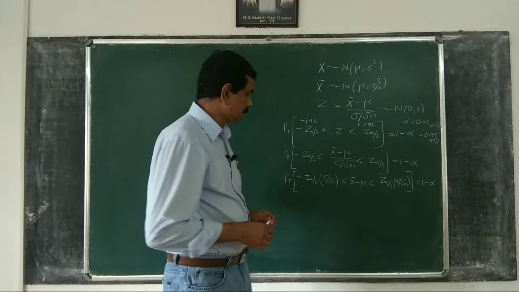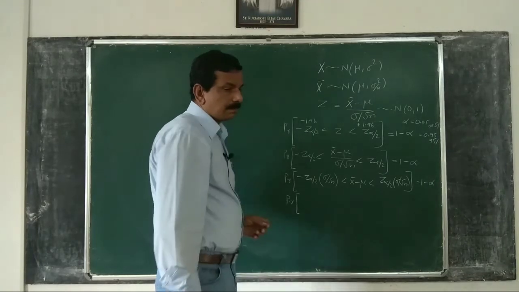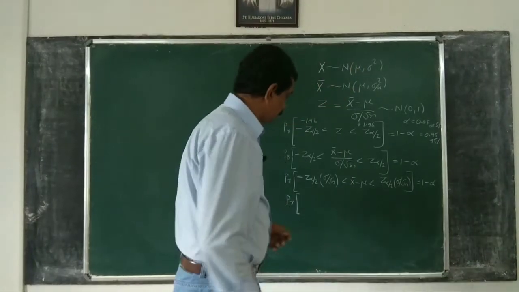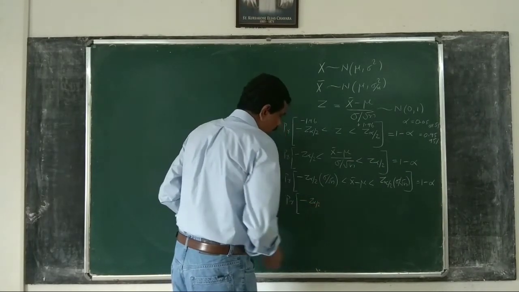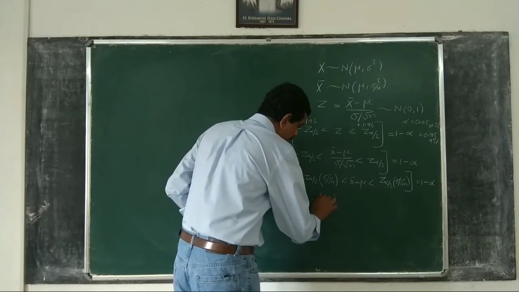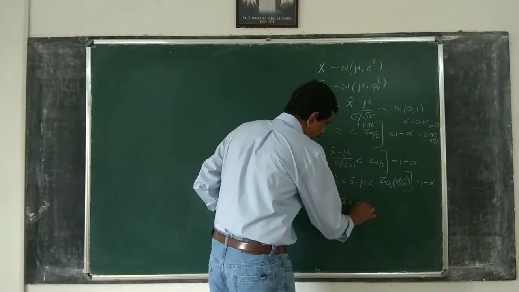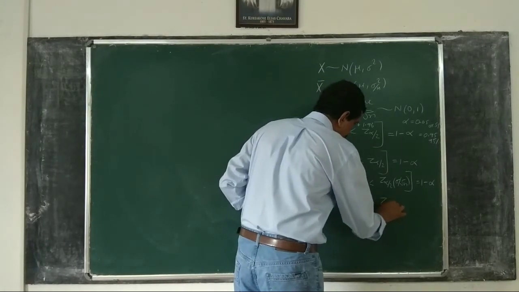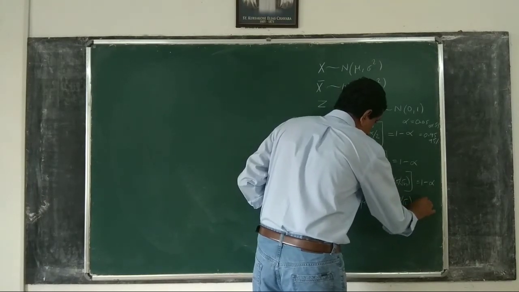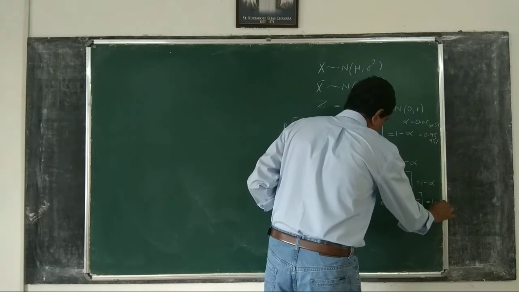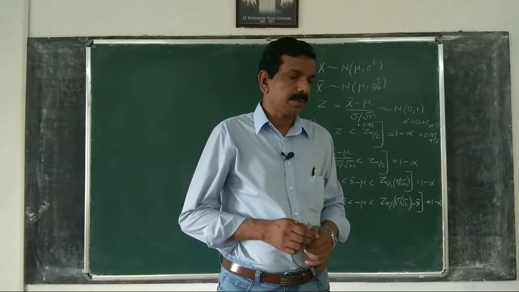Then this is same as probability that minus z alpha by 2 sigma by root n minus x bar, where x bar is subtracted from all the terms, minus mu less than z alpha by 2 sigma by root n minus x bar is equal to 1 minus alpha. X bar is subtracted from all the terms.